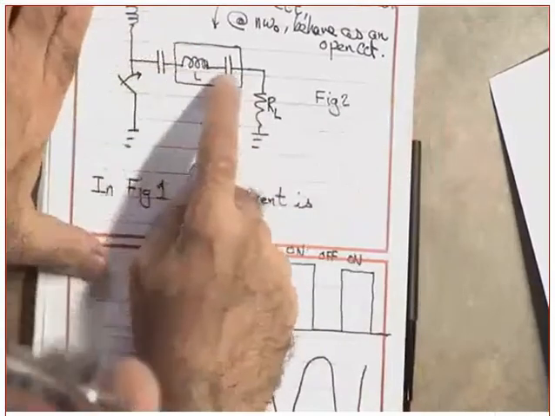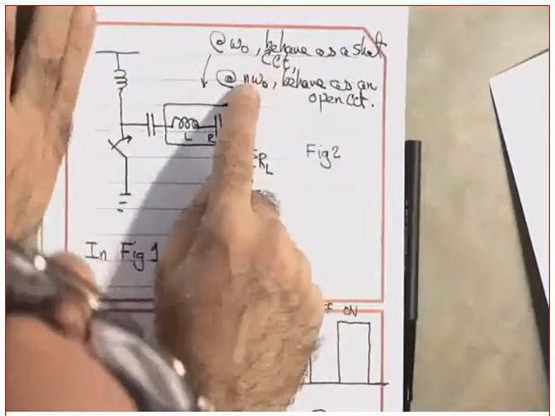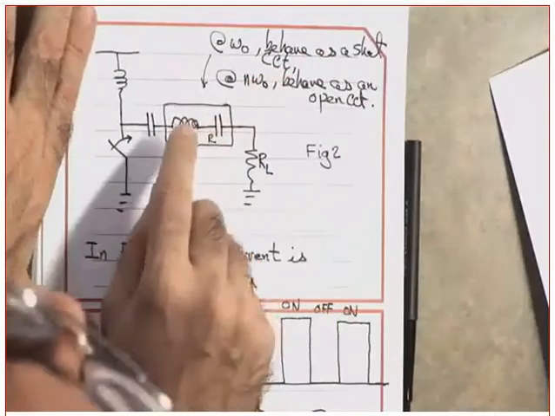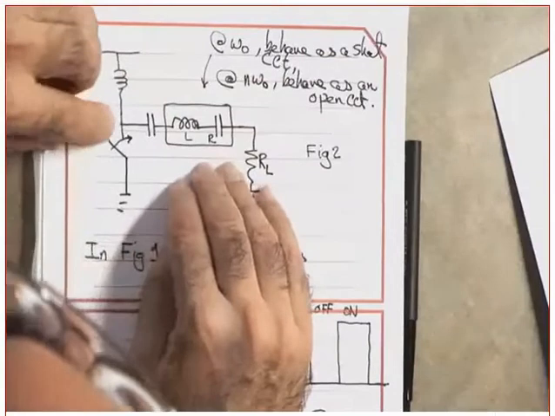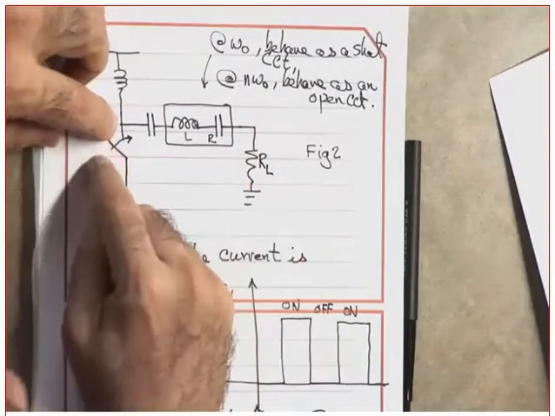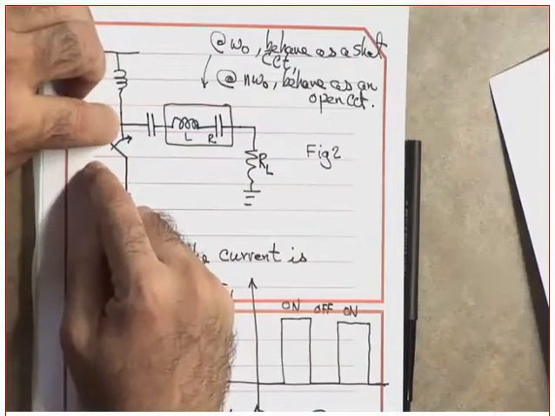Concentrate. Is this a tank circuit? At N omega naught, at the harmonics, what is this behaving as? Open circuit. If this is an open circuit, what is the voltage at this point? The voltage at this point, when the switch is open, is what?